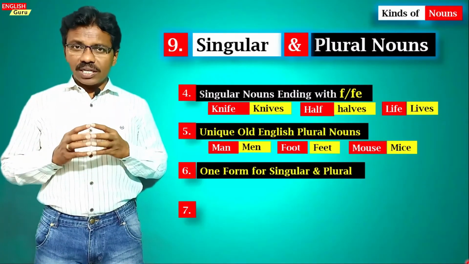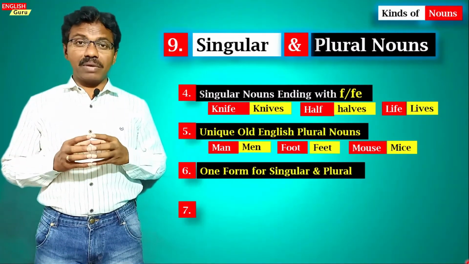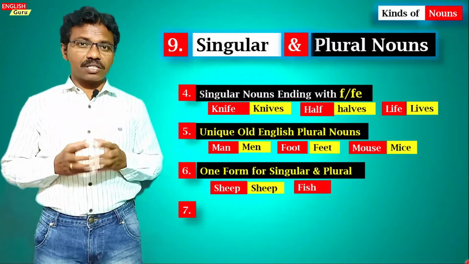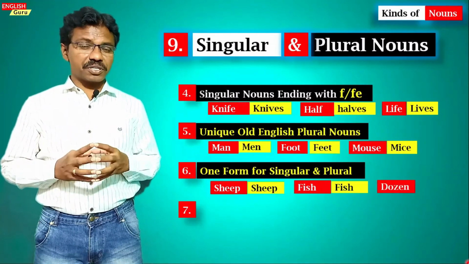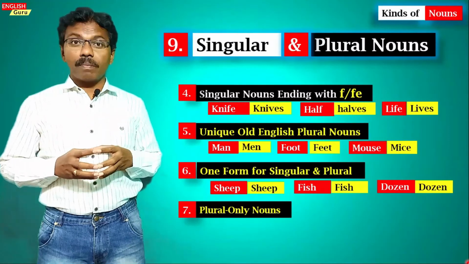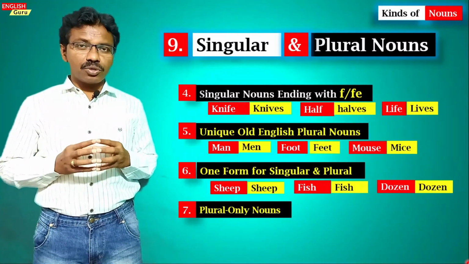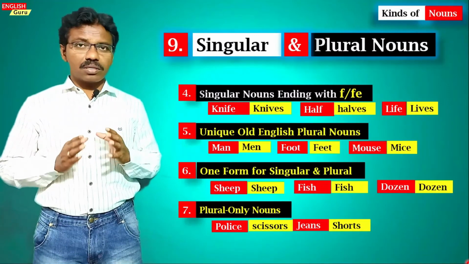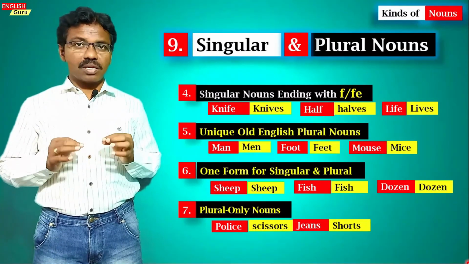And the sixth one, there are certain words we use as a singular and plural also. For example, sheep, it's a singular and plural also. Fish, it's a singular and plural also. Dozen, it's a singular and plural also. But there are certain nouns which are always used in plural forms. For example, police, scissors, jeans, shorts.